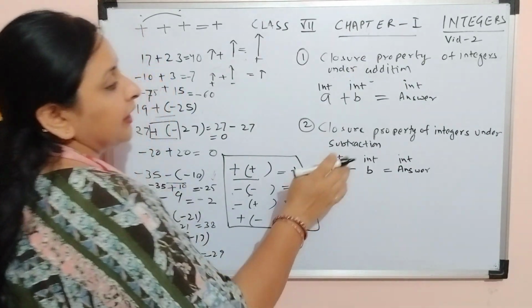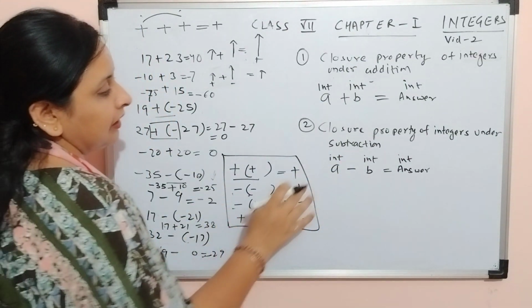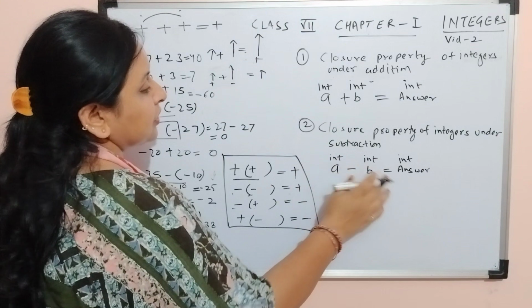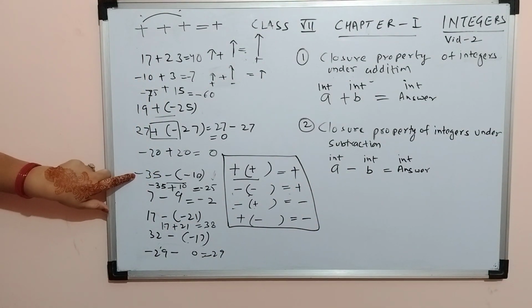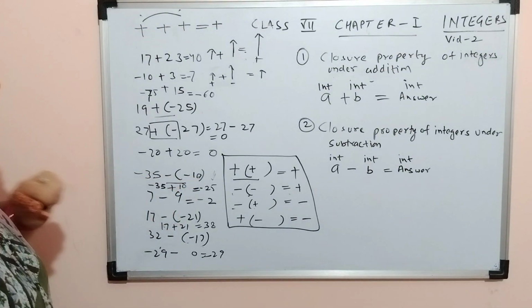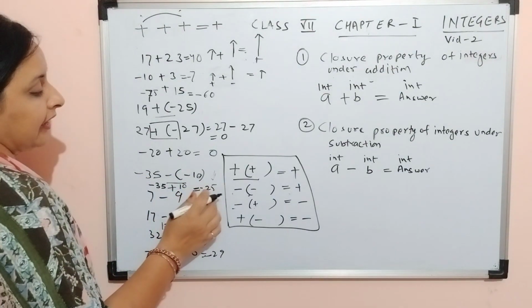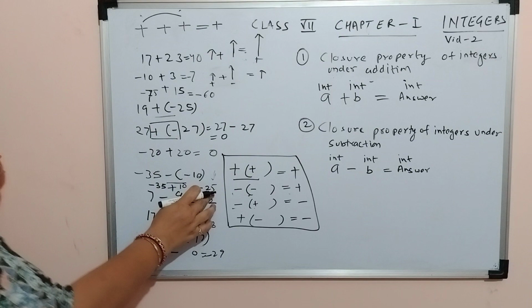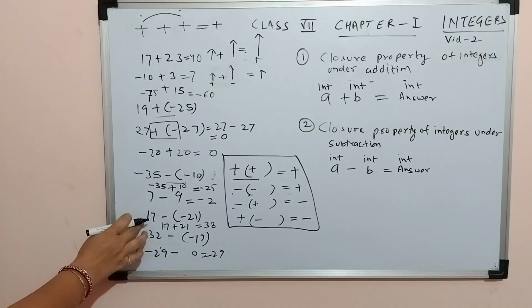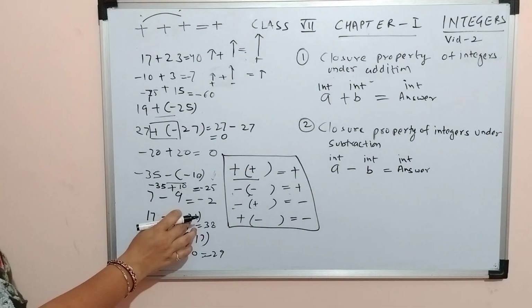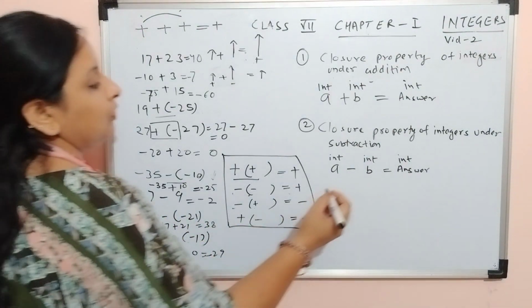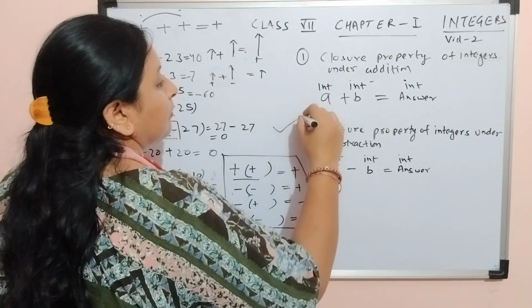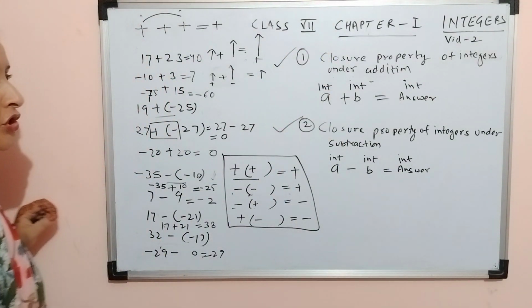This closure property holds for subtraction as well. When you subtract one integer from another integer, you can see from the example, minus 35 is an integer and you are subtracting minus 10, which is also an integer, so you get minus 25, which is an integer. See here 17 and subtraction of minus 21. When you subtract these two integers, you get 38. So the closure property holds both in case of addition and subtraction of integers.